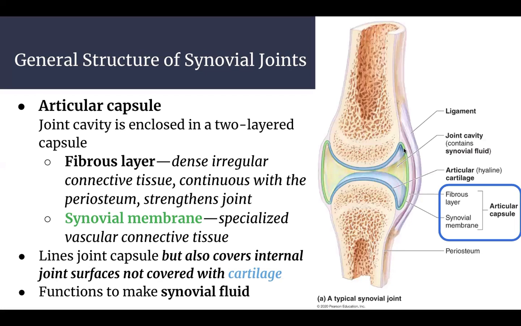The lining here is also going to cover other parts of our joint which aren't covered with cartilage. So when we get to here and we have our cartilage, we don't have that synovial membrane. Instead, it transitions to the hyaline cartilage and runs through here. Now, we can't see it in this particular simplified diagram, but we'll see it later on in this lecture at the knee.